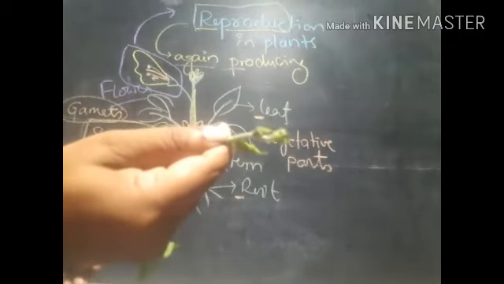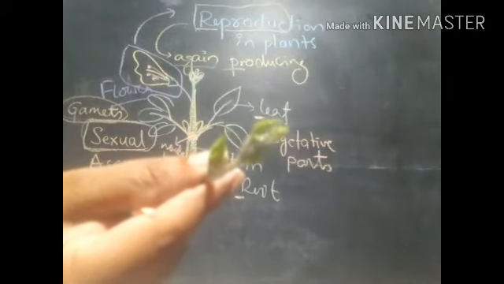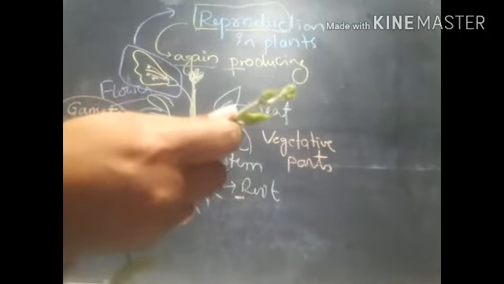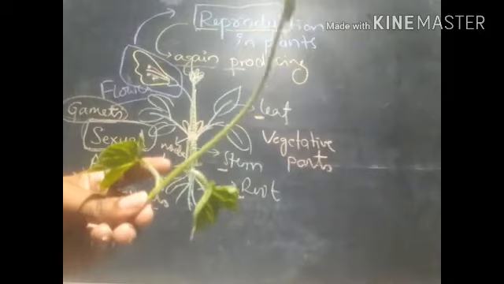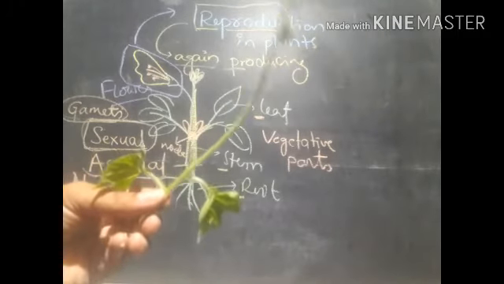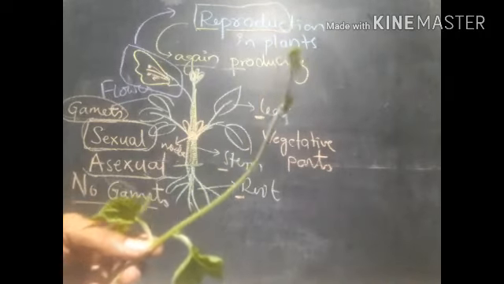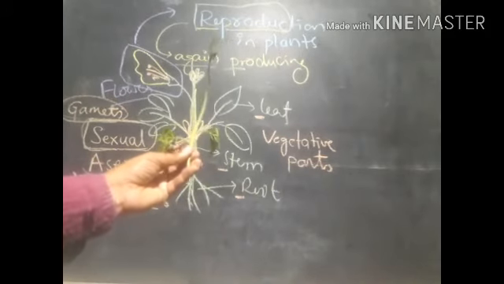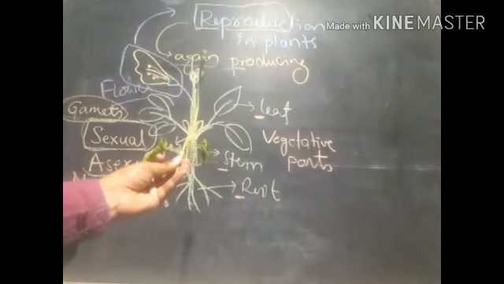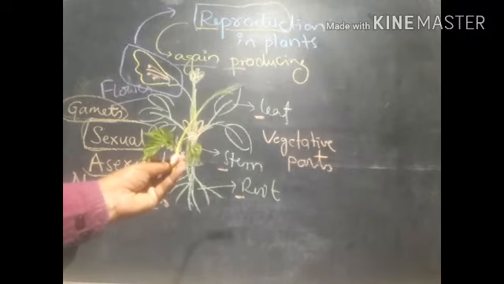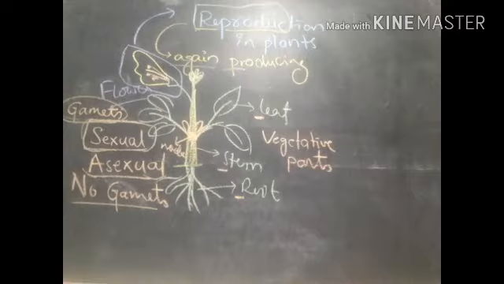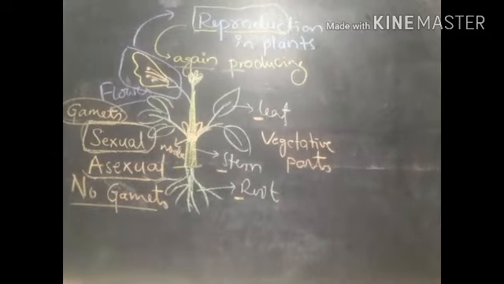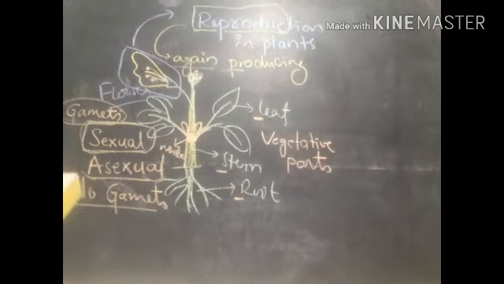The terminal bud is involved in the elongation of the plant. Whereas the axillary bud gives branches, flowers, leaves, etc. Right? So these are the vegetative parts: stem, leaf, root and buds. These are vegetative parts of the plant. If the vegetative parts are involved in the production of a new plant, it is called asexual type of reproduction. So let us see what the methods present in asexual reproduction are.